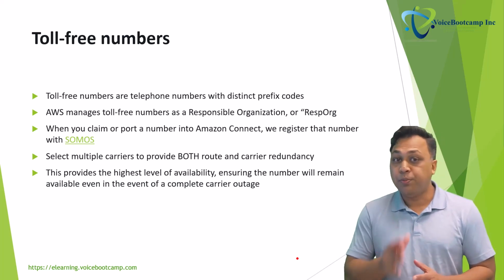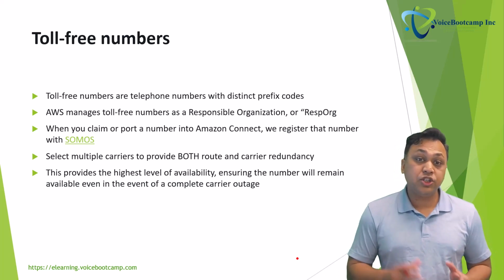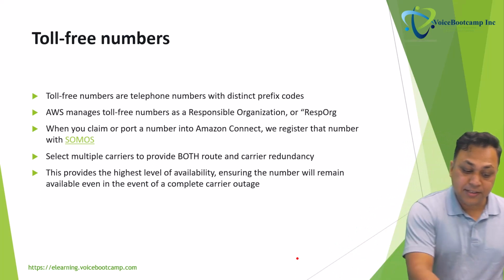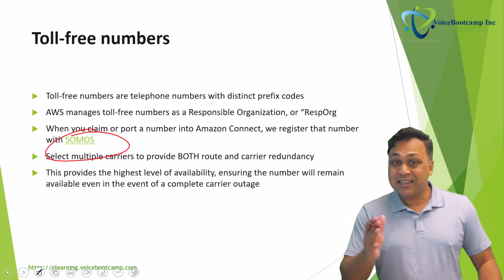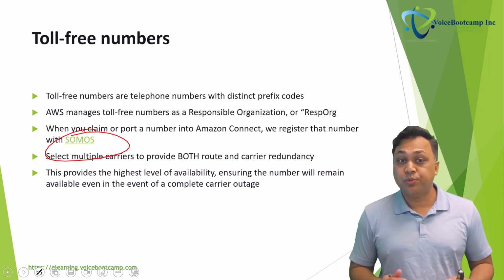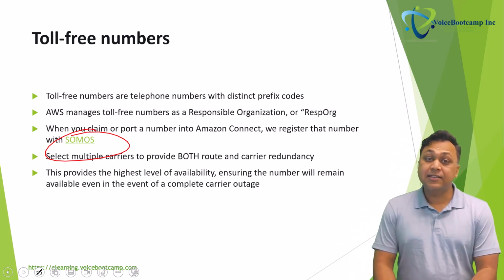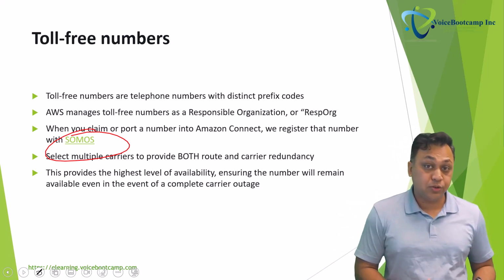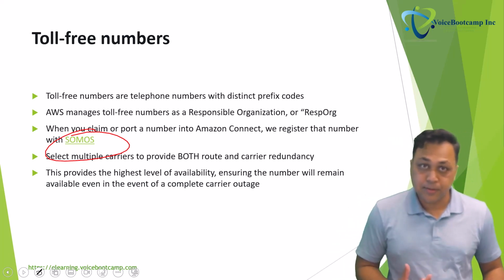When you claim or port a number into AWS, we register that number with something known as SOMOS, which basically deals with all the numbers that are owned by AWS. Once that number is registered, we are then able to select multiple carriers to provide both route and carrier redundancy. This provides the highest level of availability to ensure that the number will remain available in case one service provider goes down. So Amazon Connect basically owns those toll-free numbers.